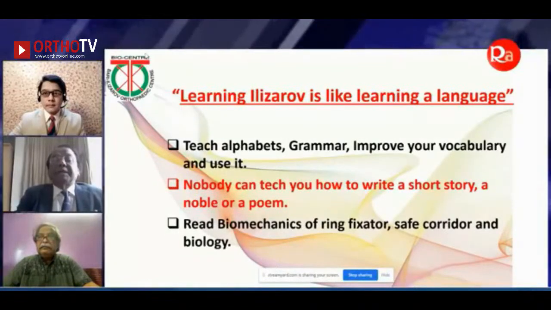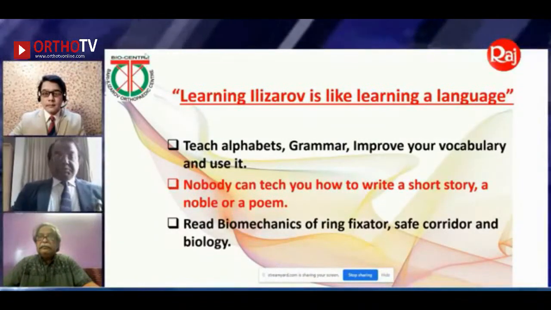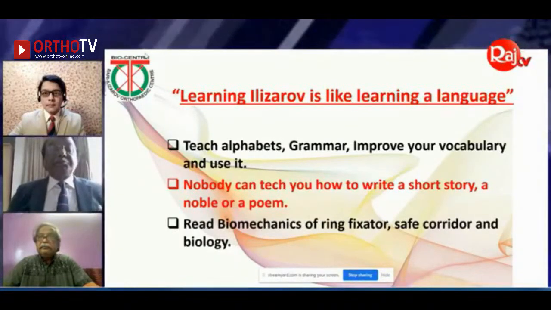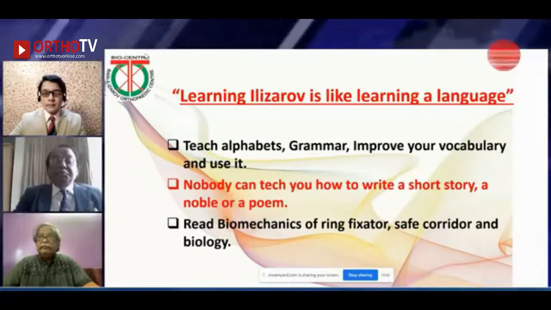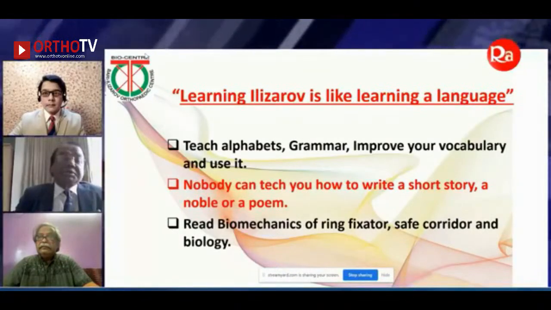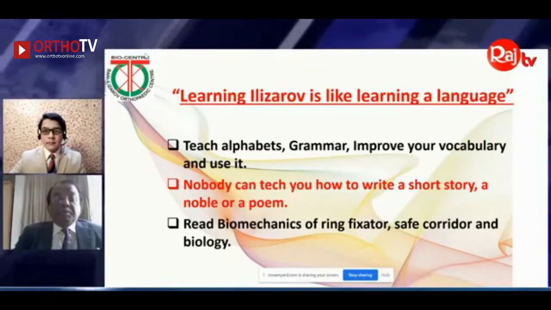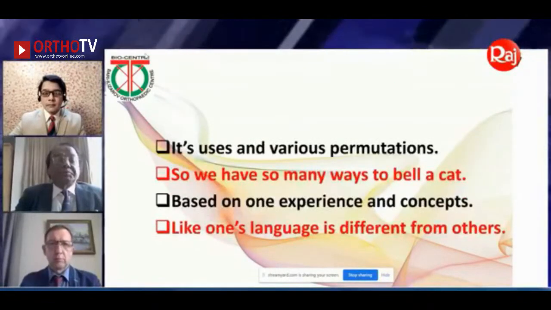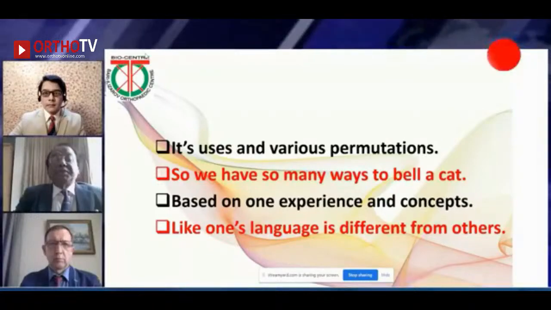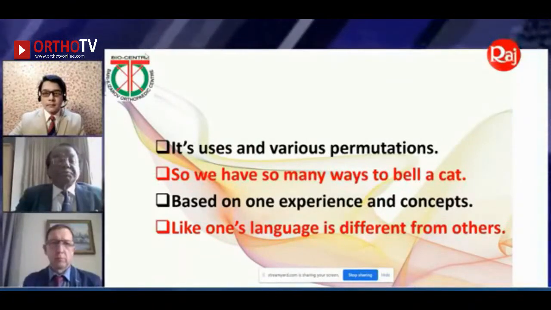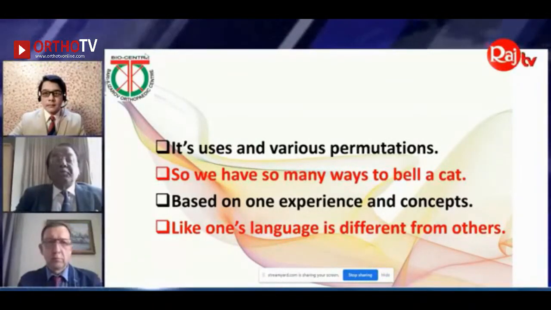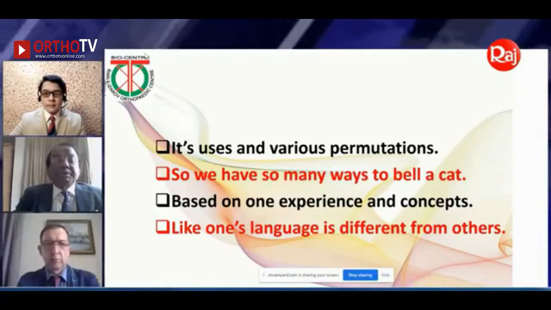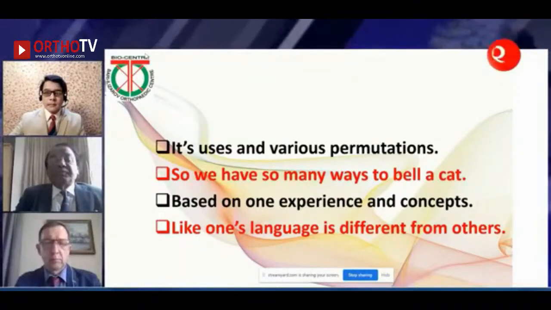Learning Ilizarov is like learning a language. Learn the alphabets, grammar, improve your vocabulary, and use it. Nobody can teach you how to write a short story, a novel, or a poem. Read the biomechanics of the ring fixator, the safe corridor, and the biology. Its uses and various permutations you should know. So you have so many ways to bell a cat, based on one's experience and concepts, like one's language is different from others.